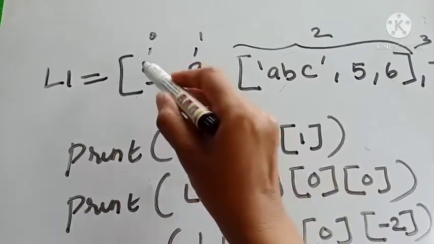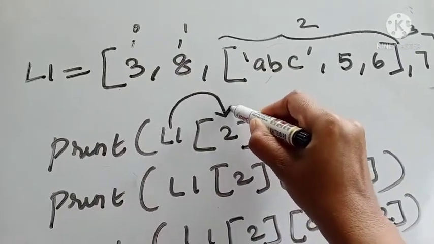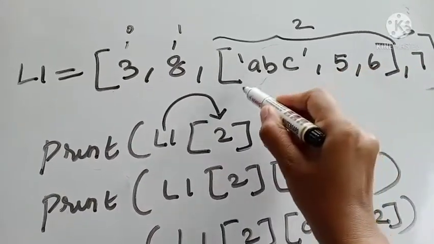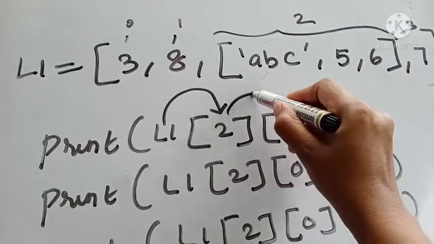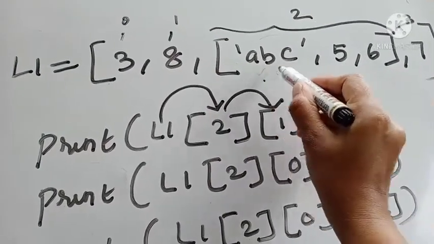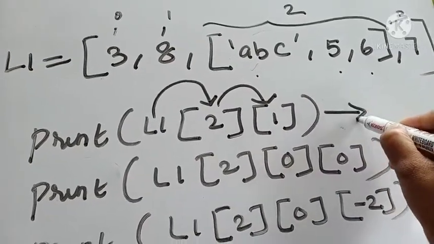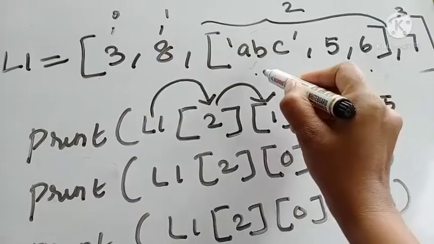2 1 means in the list L1 take the second position item. This is the second position item. In that second position item you have to take the first position value. So what is the first position value? 0 1 2. This is the first position value. So the answer is nothing but 5 only. Let me repeat once again.